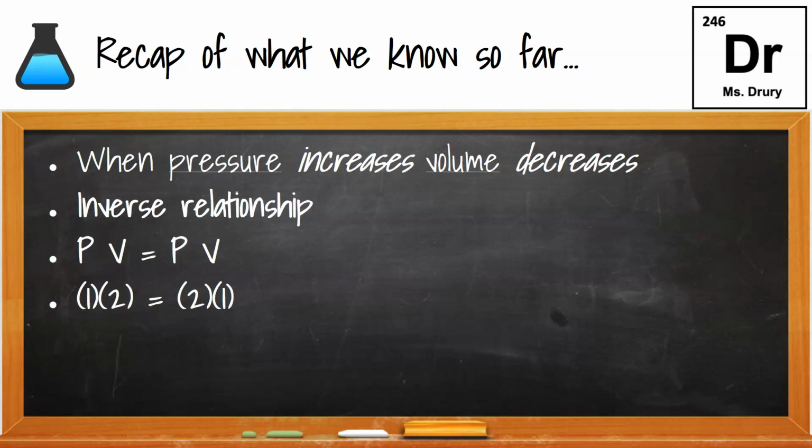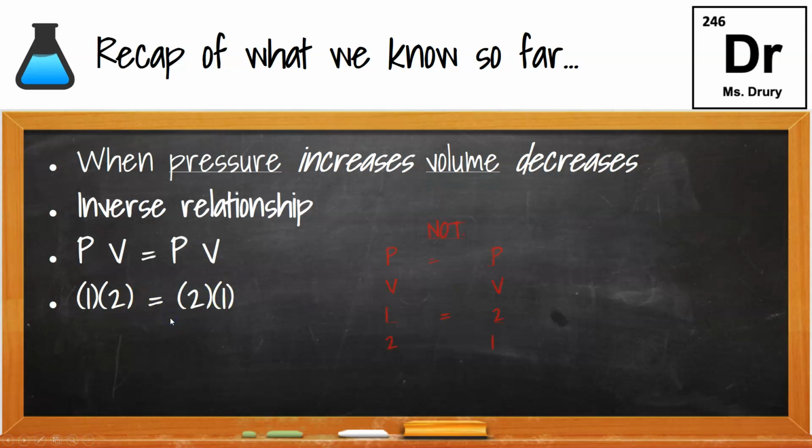In math, inverse relationships are shown by the letters being right next to each other. So the initial pressure and volume would be equal to the final pressure and volume. In this case, if the pressure initially was 1 and we doubled it, the volume could be 2 and it halves. So we're seeing pressure is increasing and volume is decreasing, and that actually is true. 1 times 2 is 2, 2 times 1 is 2.